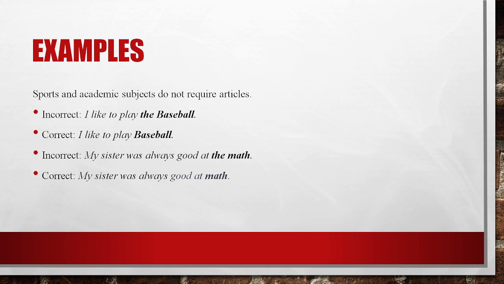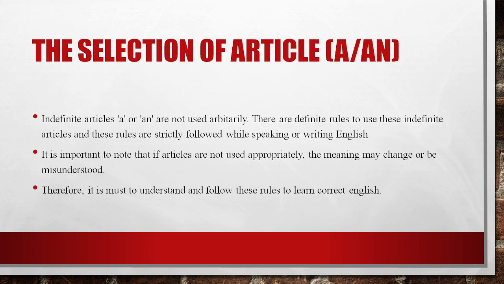In these sentences, we can see that articles are not used properly. They don't require even the selection of article a or an. Indefinite articles a or an are not used arbitrarily. There are definite rules to use these indefinite articles, and these rules are strictly followed while speaking or writing in English. It is important to note that if articles are not used appropriately, the meaning may change or be misunderstood. Therefore, it is a must to understand and follow the rules to learn correct English.